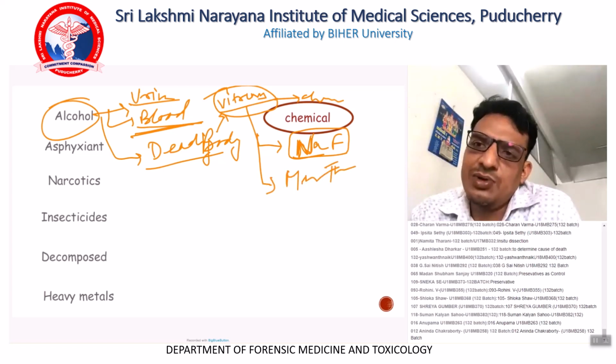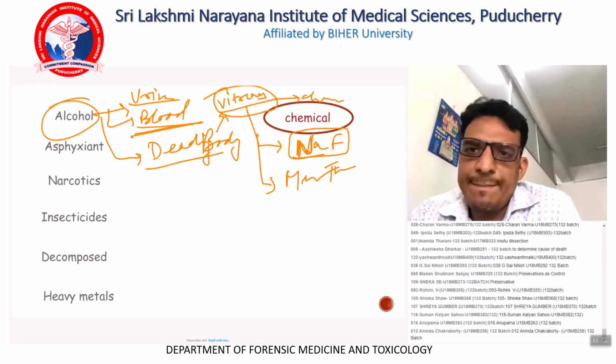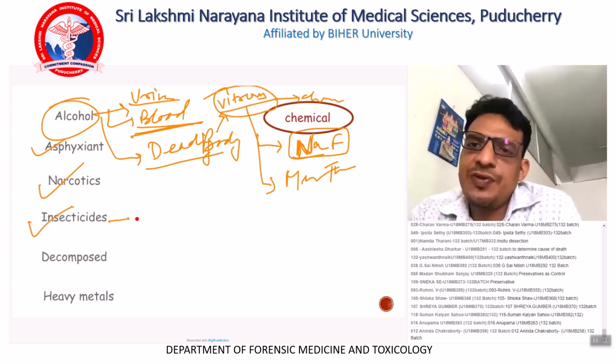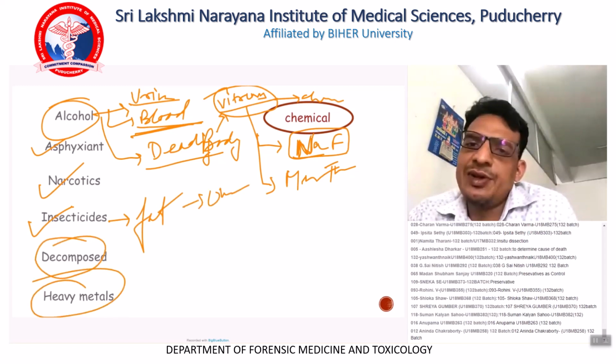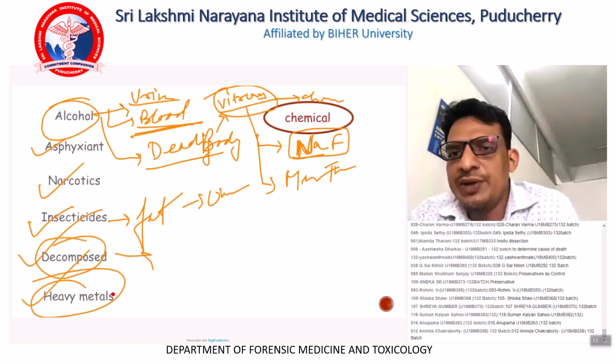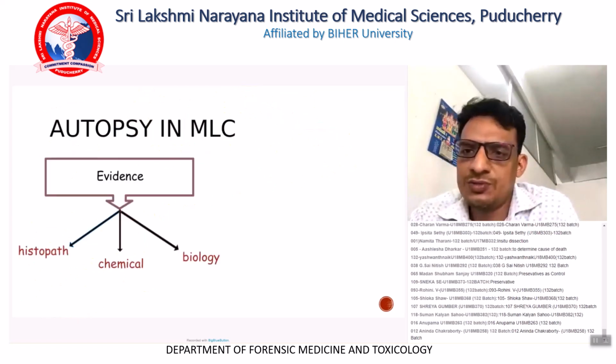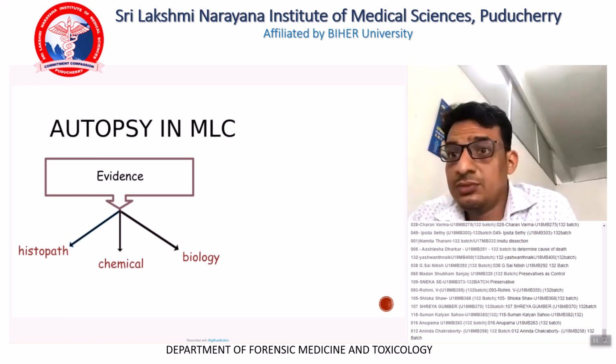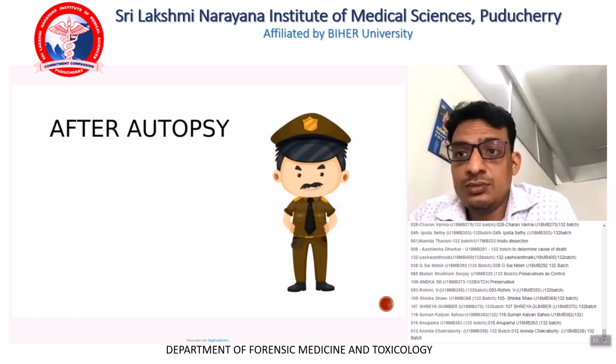Narcotics we have talked about. Insecticides: fat, omentum can be preserved. Decomposed bodies we have seen, heavy metals we have seen. So these all circumstances we know. Decomposed: muscles; heavy metals: nail, hair, bones. Okay. After the autopsy, what will we do? Histopath we have seen, chemical examination, biological examination.